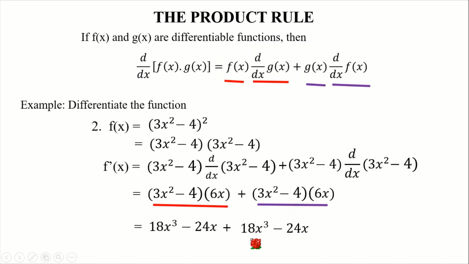So, ano lang yung may parehas na degree, sila lang yung i-add ninyo or isa-subtract ninyo ha. Hindi ninyo pwede i-subtract si 24x since hindi sila parehas ng degree. So, 18x cubed plus 18x cubed, that is 36x cubed. And we have negative 24x plus negative 24x, that is negative 48x. So, therefore, yung derivative ng functions na ito ay 36x cubed minus 48x.